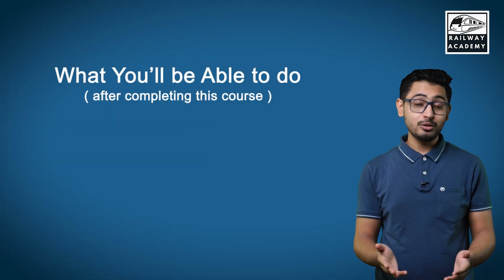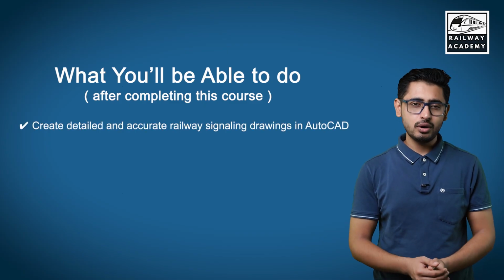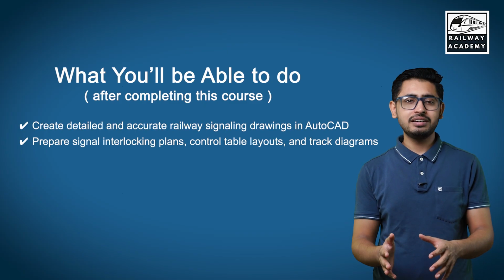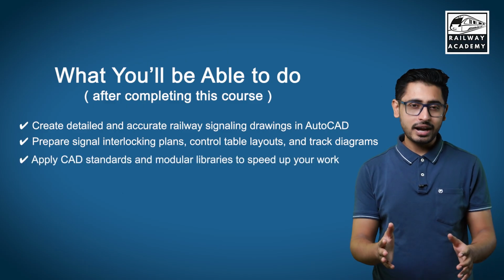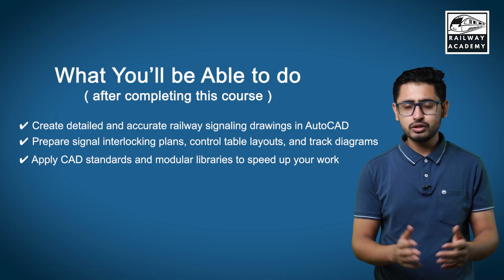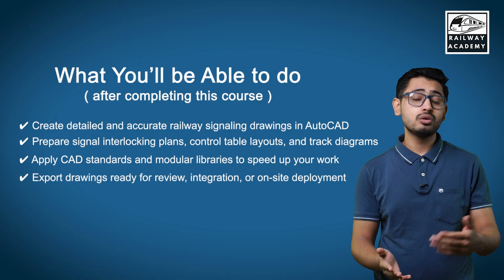What you will be able to do after completing this course. Create detailed and accurate railway signaling drawings in AutoCAD. Prepare signal interlocking plans, control table layouts, and track diagrams. Apply AutoCAD standards and modular libraries to speed up your work. Export drawings ready for review, integration, or on-site deployment.